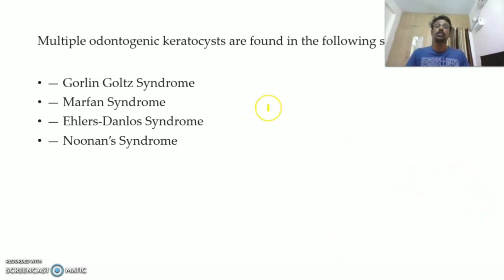So what are the syndromes? Usually we will be having multiple OKCs. First one will be Gorlin-Koch syndrome, and Marfan syndrome, Ehlers-Danlos syndrome and Noonan syndrome.